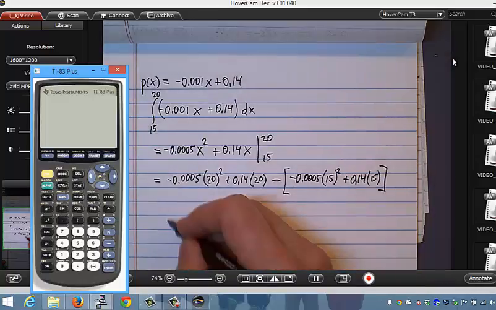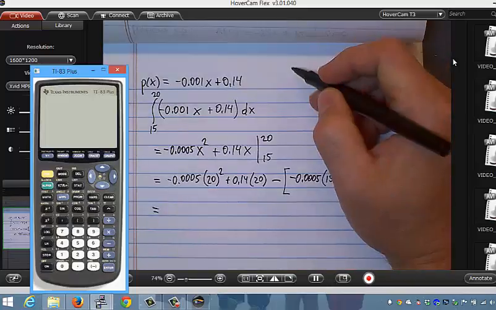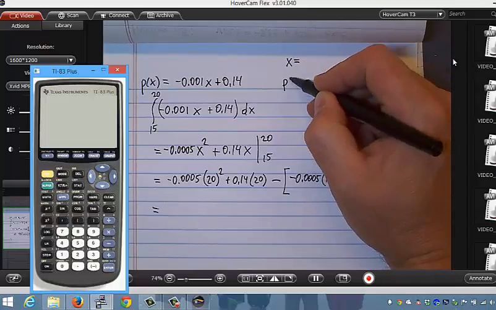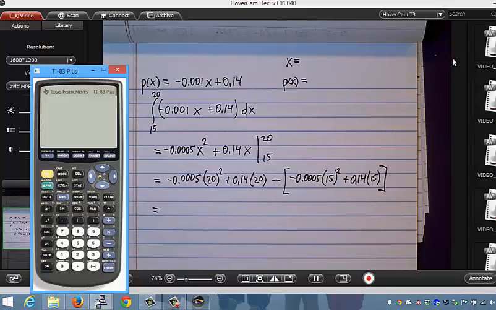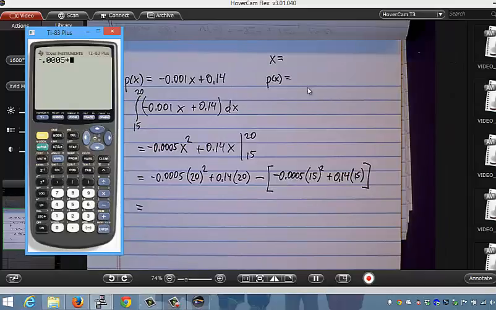I'm going to go ahead and use a calculator for this. Let's see what I get. And then I'll try and interpret. And by the way, if you guys are ahead of me and trying to interpret, a couple things you want to do. Tell me what x represents and tell me what p of x represents. That's going to help. Okay? So I'll pause for a minute.